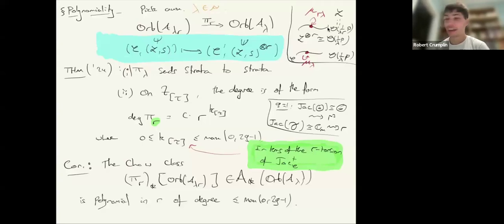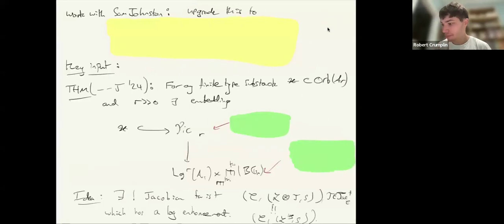So there's some stuff about root stacks going on there: if you take an r-th root stack of something, and then you take the lambda-th root stack of that thing, you actually get the r times lambda root stack of the original thing. So there's some compatibility. Thank you.